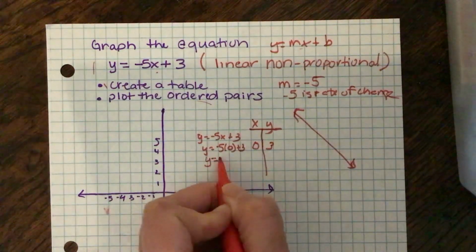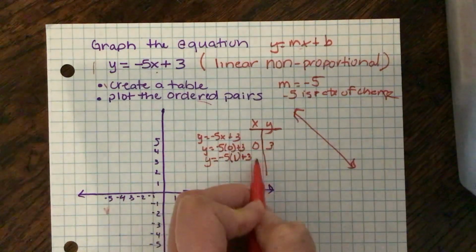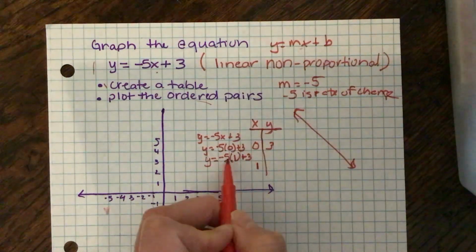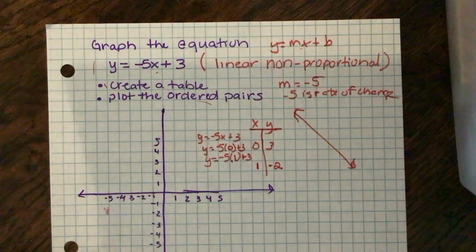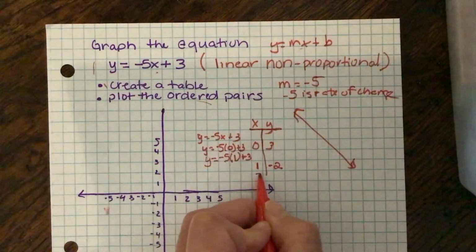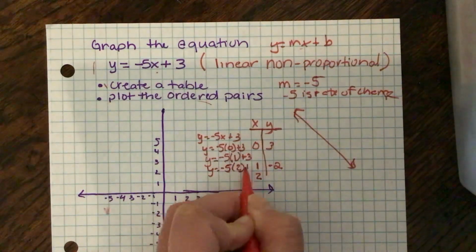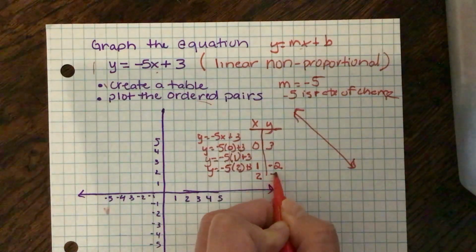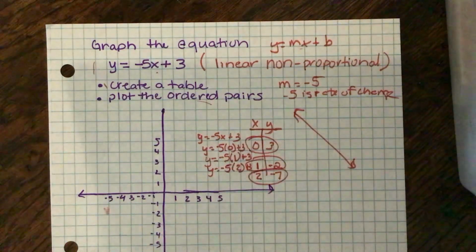We'll let x be 1. And when x is 1, I'll write that down here, we get negative 5 plus 3. A negative and a positive, that's going to be negative 2. There's our second ordered pair. And we'll do one more. We'll let x be 2. When x is 2, that's negative 10 plus 3. What is that? Negative 7. There we go. So here are our three different ordered pairs: (0, 3), (1, negative 2), and (2, negative 7).